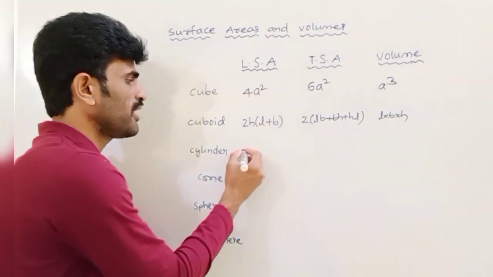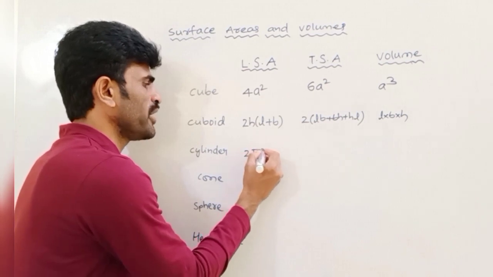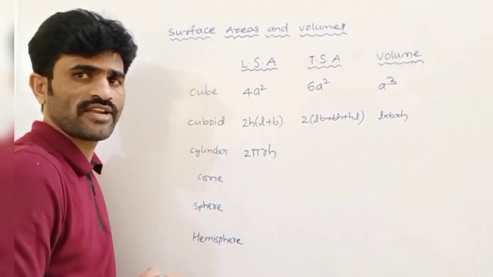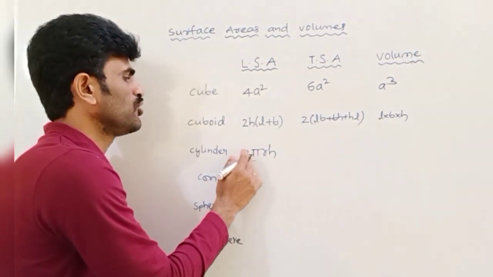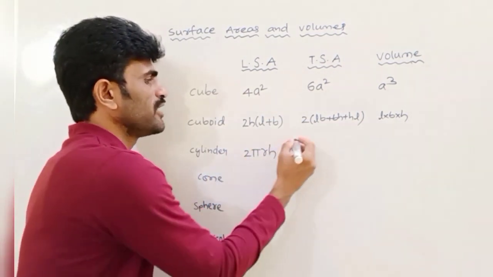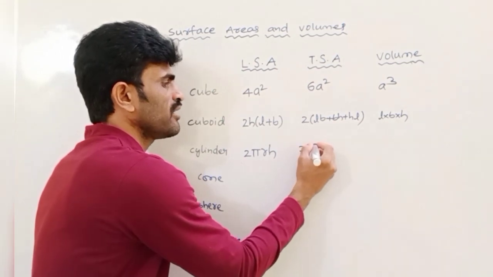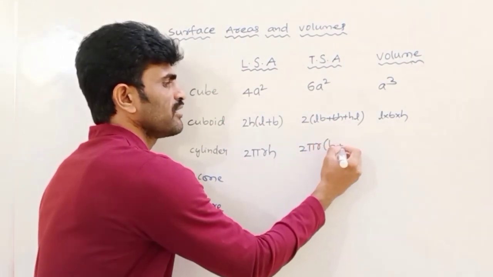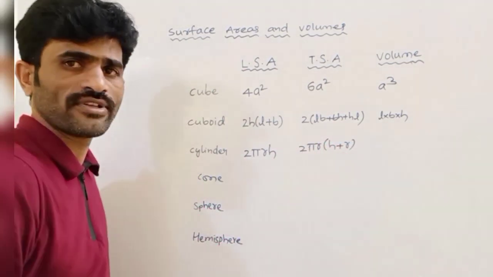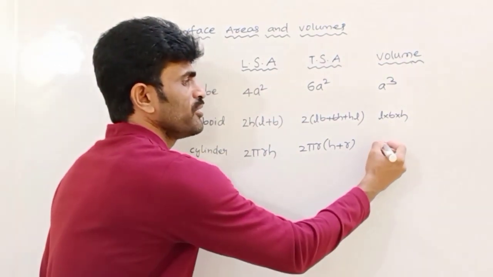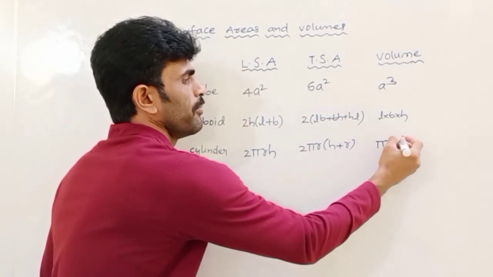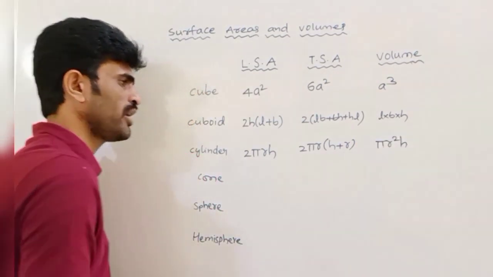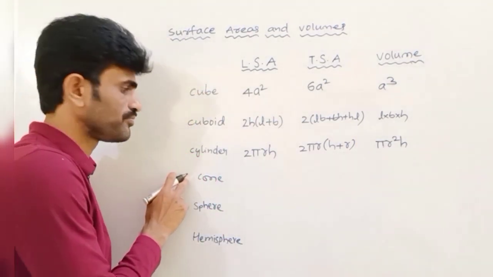Now coming to cylinder, lateral surface area is 2πrh. Base perimeter is 2πr, and height is h, so 2πr into h, 2πrh. The total surface area is 2πr(h + r). This is the total surface area formula of a cylinder, and volume is πr²h, base area into height, πr²h.